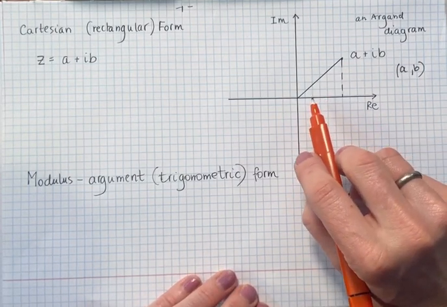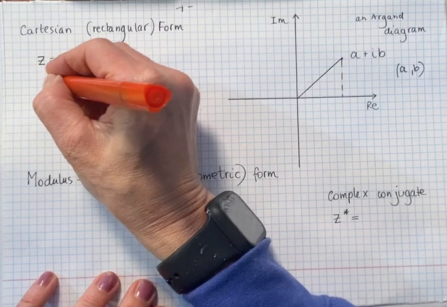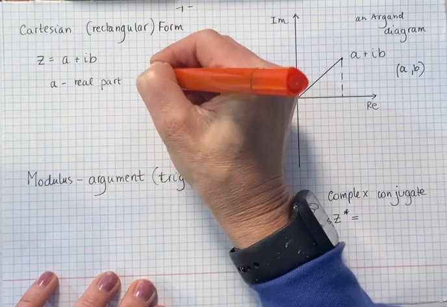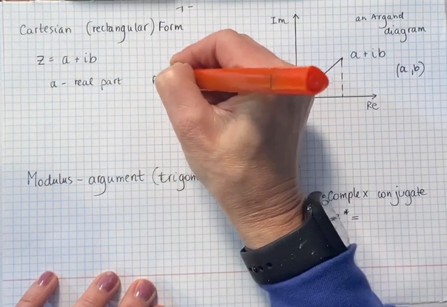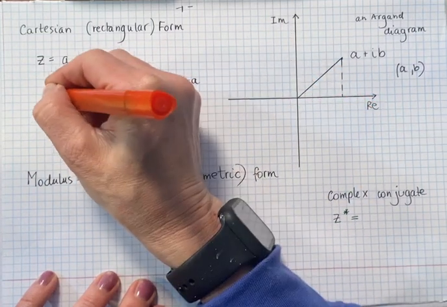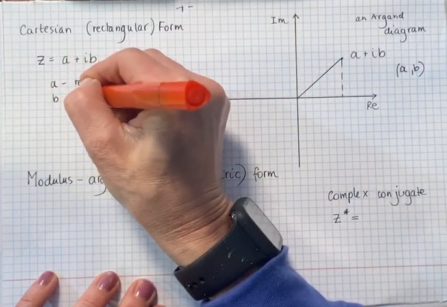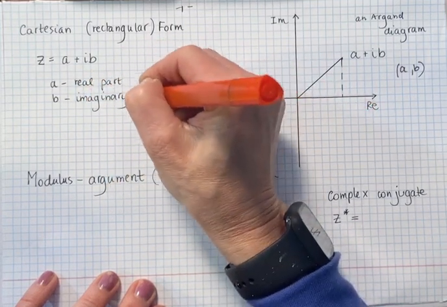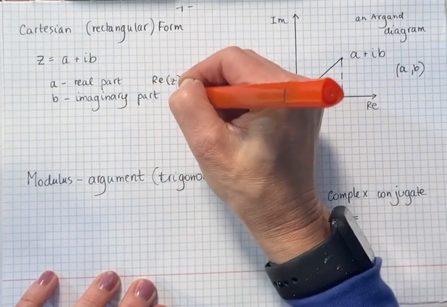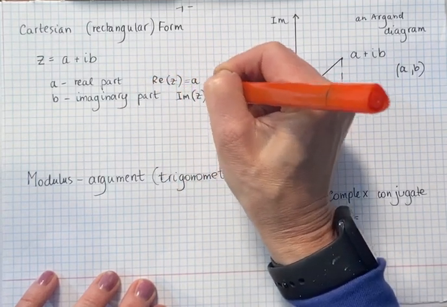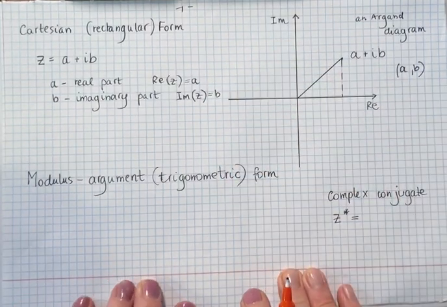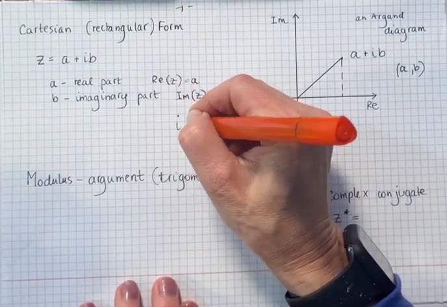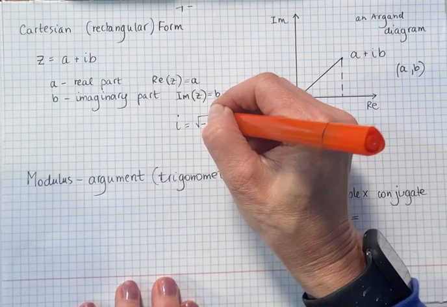Okay, let me just jot it down. So a is the real part, and if you want to write it down, you put Re of z, so that's what your a is, and b is going to be the imaginary part. You will call it the imaginary part of complex number z, Im of z, is the value of b. Okay, so remember also the definition of i is simply the square root of -1.